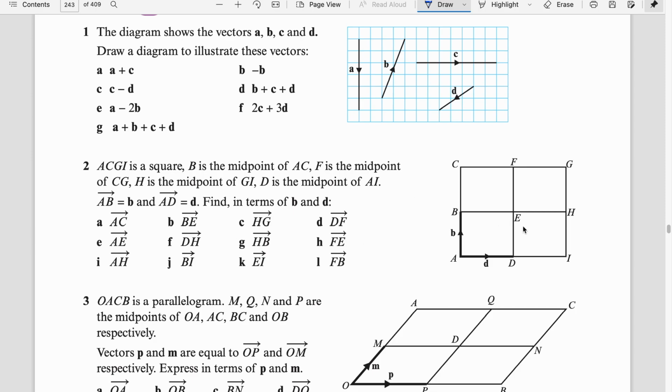If we directly jump onto this question, and let's say I ask you for AG. So we know AG could be AC plus CG. Now AC is B plus B, and this is D and D again.